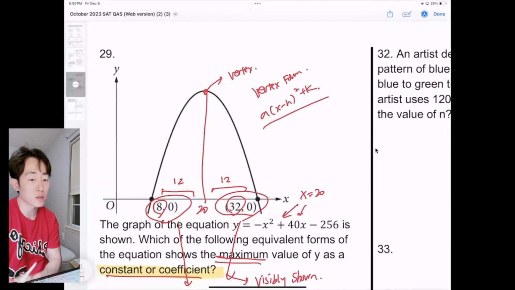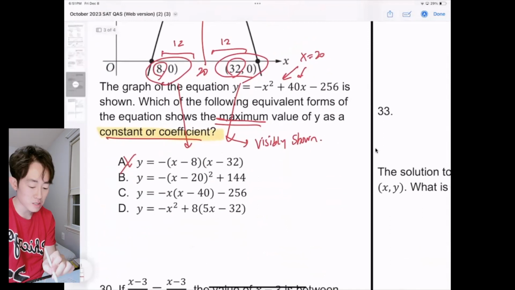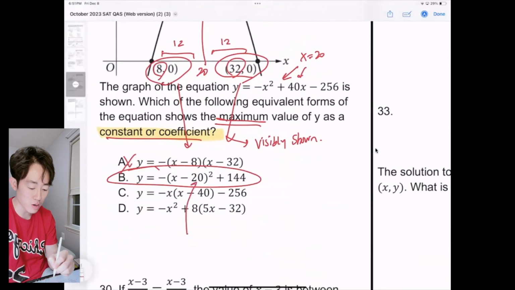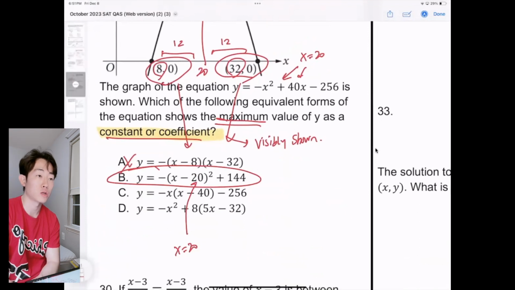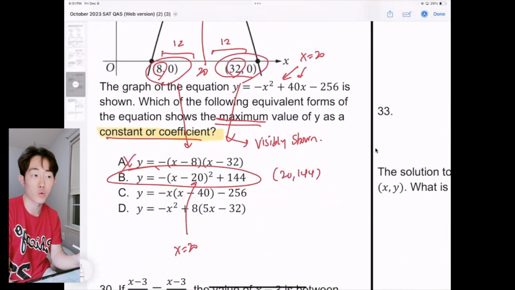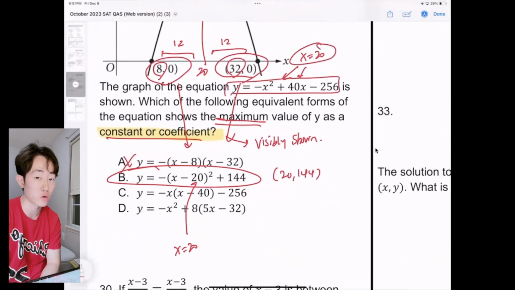But what's really important is that you understand that it comes from a vertex form. The only one that looks like a vertex form is B. So there's no need for you to do any math. And lo and behold, your x coordinate is 20 from your vertex form anyway. So that confirms that you did this correctly. Memorize vertex form. It's so important for you to do that. So it's B because we want the vertex to be shown. Clearly, we can tell that the vertex is (20, 144). And I guarantee you plug in 20 into this equation, you should get 144 that way as well.